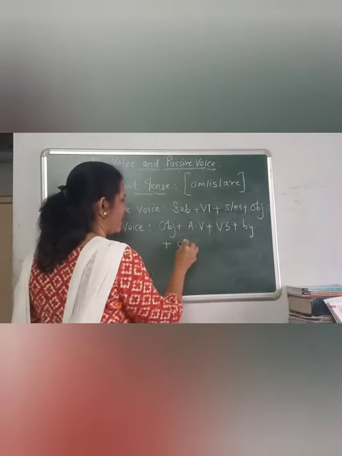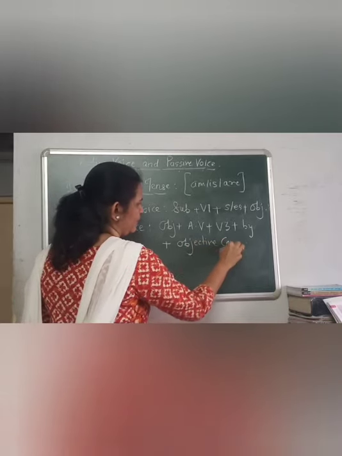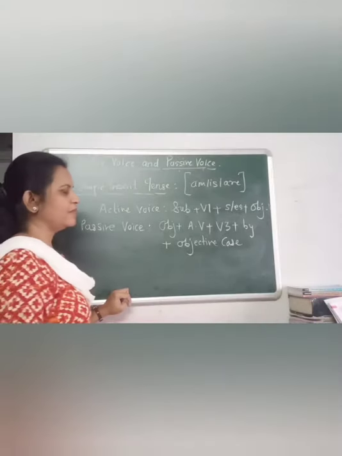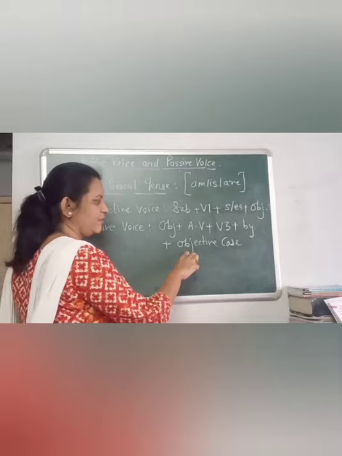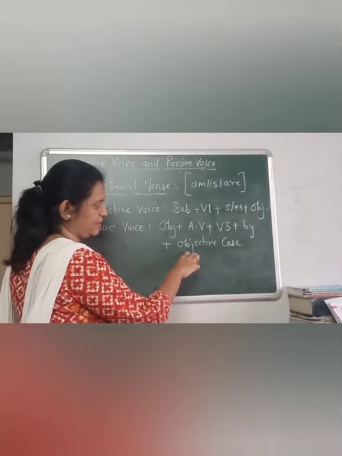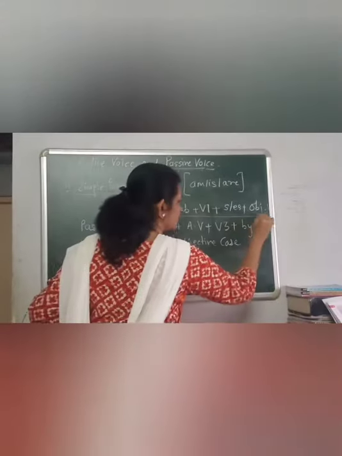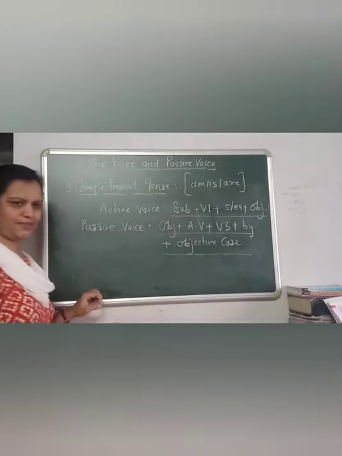Okay? What do we call that? It's objective case. Different cases are there. Accusative case is there, nominative case is there, possessive case is there. Okay, so in this way, objective case is there. It's very easy. If you learn these constructions, you can easily write down the answers.